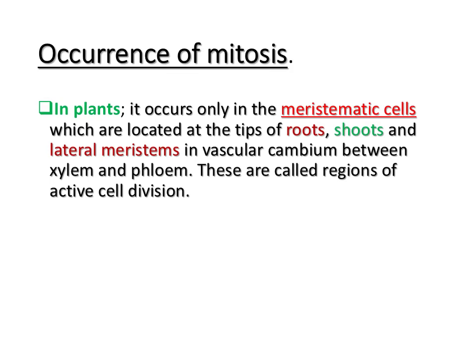So those regions that are concerned with mitosis are called the region of active cell division, and it is where the growth of a plant takes place, because the growth in a plant is localized, unlike the growth in animals which is diffuse growth.